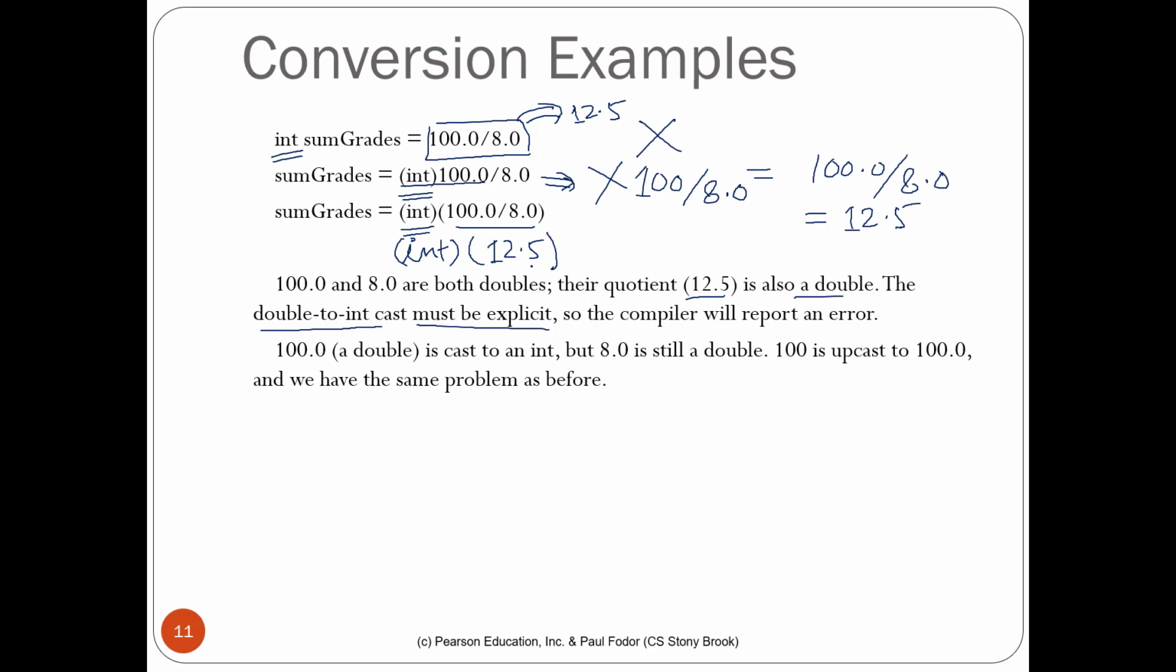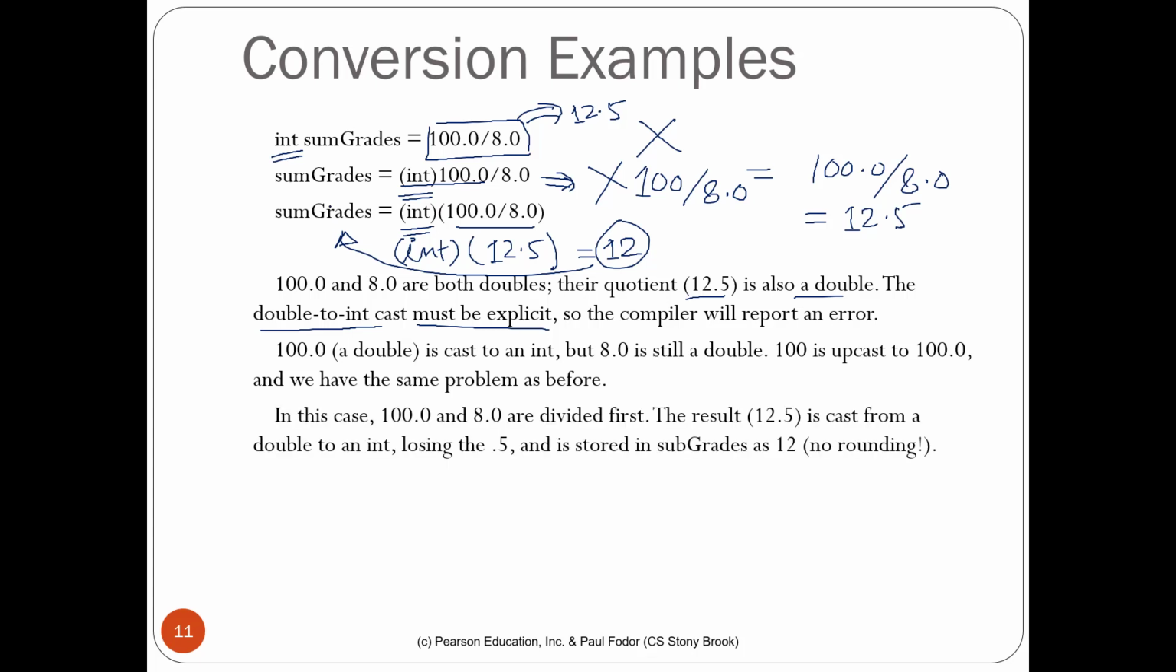Okay, the double result. But now you are doing casting on 12.5, which should result in 12, which is an integer. It will truncate. Now this integer value can be easily assigned to an integer variable with no complications at all. So now you are fine. You will not get any compiler error, and the sum grades will have the value 12. No rounding, it's truncation. Alright, good.